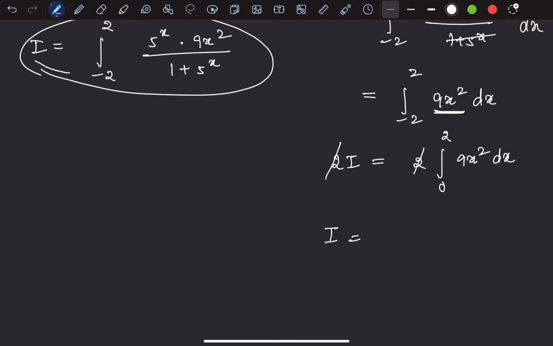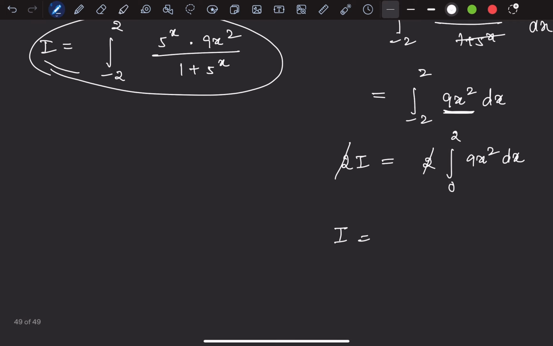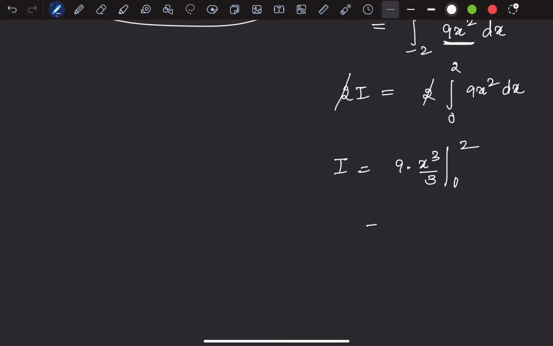So I is equal to, what is the integration of x square? It is simply x cube by 3. The limits will be from 0 to 2. So this will be 3x cube from 0 to 2, so 3 into 2 cube. That is simply 24. This is the answer to your question.